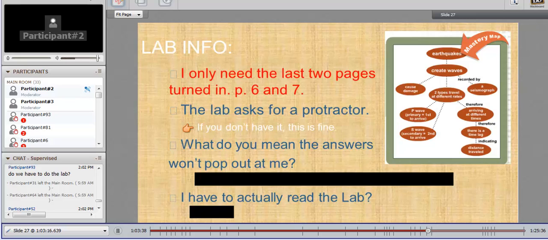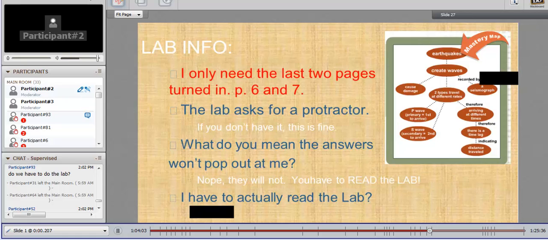When you're doing the lab, you'll have to read the question and maybe go back to the examples, because the answers, I mean, they won't pop out at you. Sometimes I think you guys want the answers to pop out at you, and if that was available, I wouldn't be having a job. So they're not going to pop out at you. You have to look for them. You have to read the lab, folks. I have to actually read the lab, you might be asking. Gotta use your noggin. Yeah, you gotta read the lab.